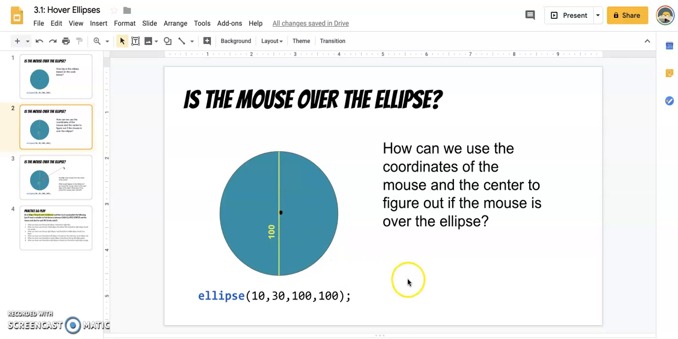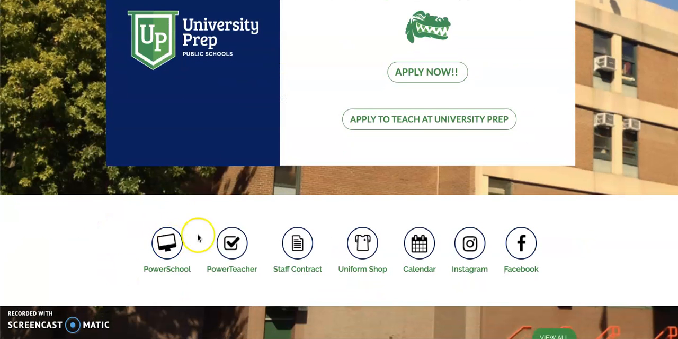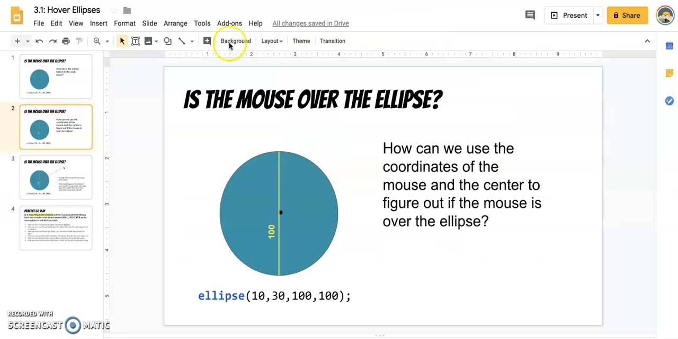So the question is, how can we figure out when a mouse is over this ellipse? That's what we're trying to explore here. How can I figure out when my mouse goes over the circle? Because that's when I want something to happen, only when my mouse is over it, just like on the website. Not when it's over here, not when it's over here, but only when it goes over. How is it calculating that?